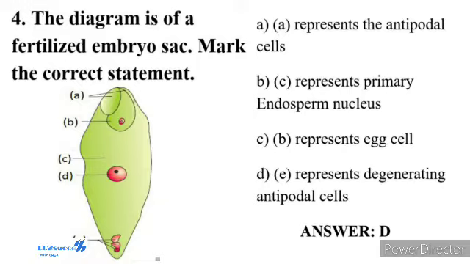Question number 7. Mark the incorrect marking. Shown in the diagram, electrostatic precipitator.